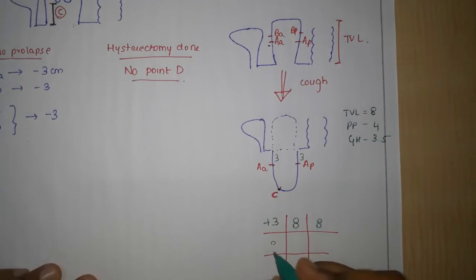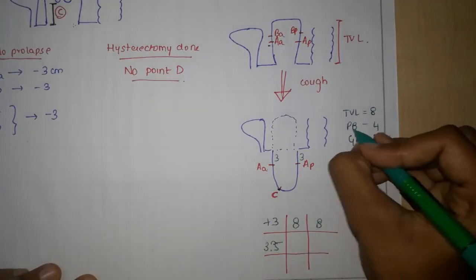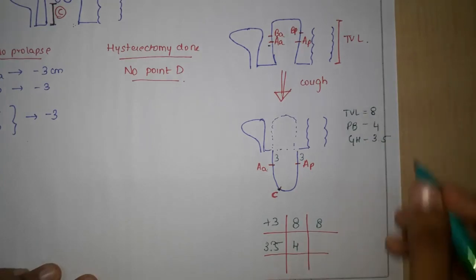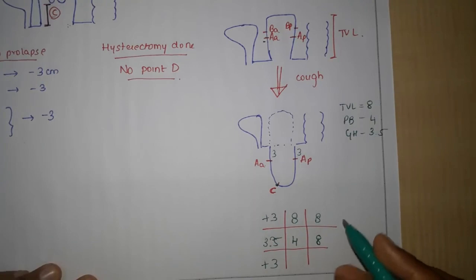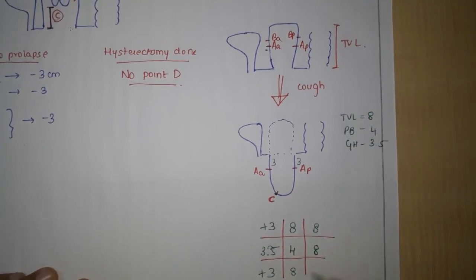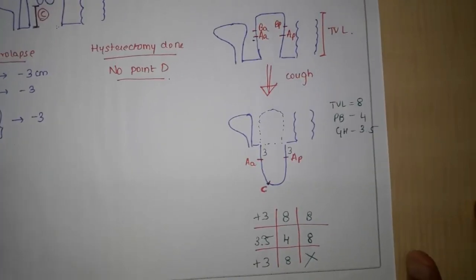Then your GH is given to be 3.5. Your PB is given to be 4. Your TVL is already given to be 8. Your AP will be again a +3. Then your BP will be an 8, and your D, there is no D here because it's a hysterectomized patient.